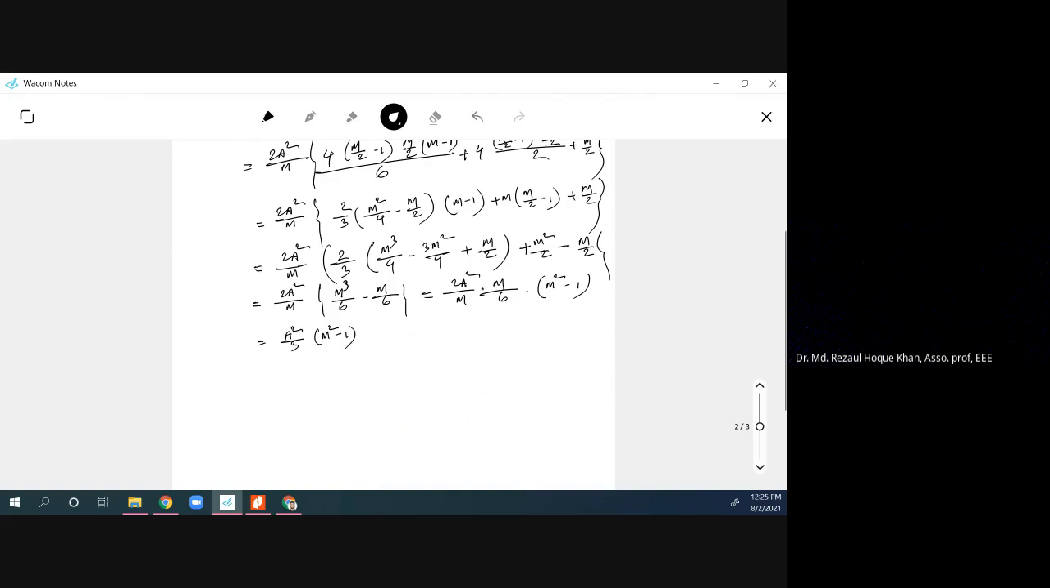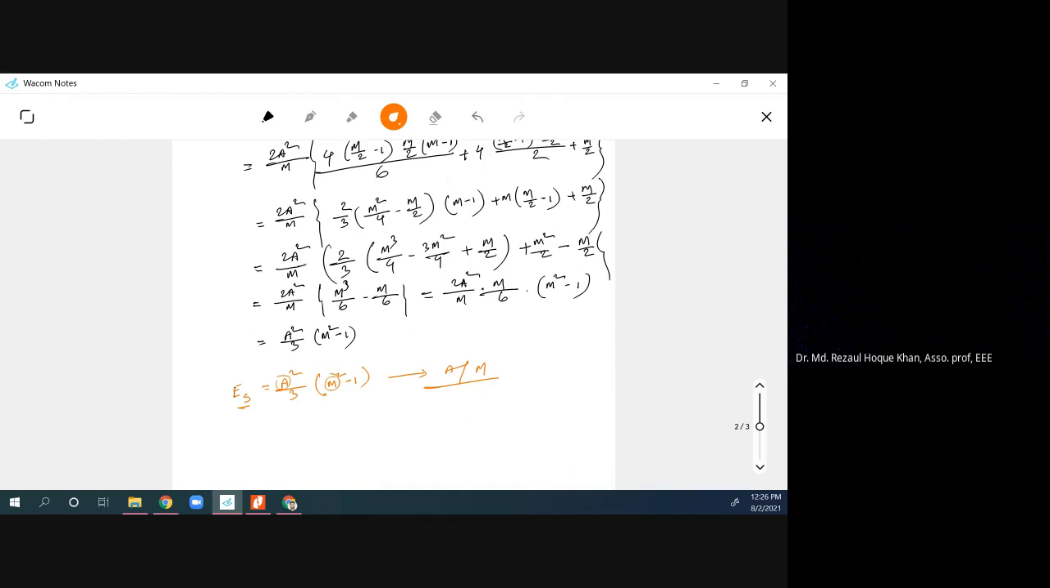So ES, the energy per symbol, will be A squared by 3 times (M squared minus 1). You can see that the energy per symbol is a function of A and M, right? So this is our average symbol energy. We can find A from here.